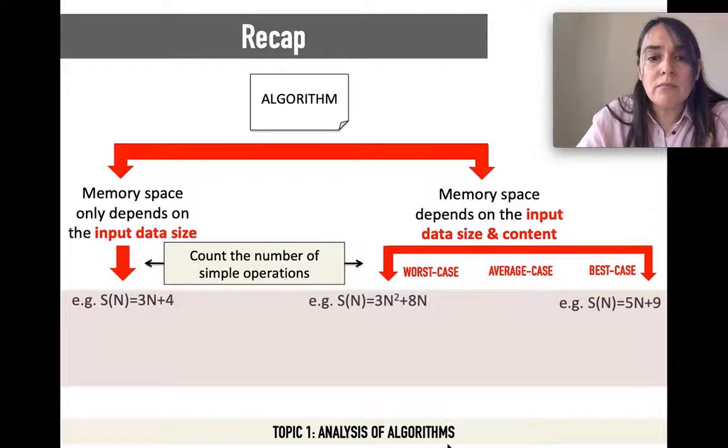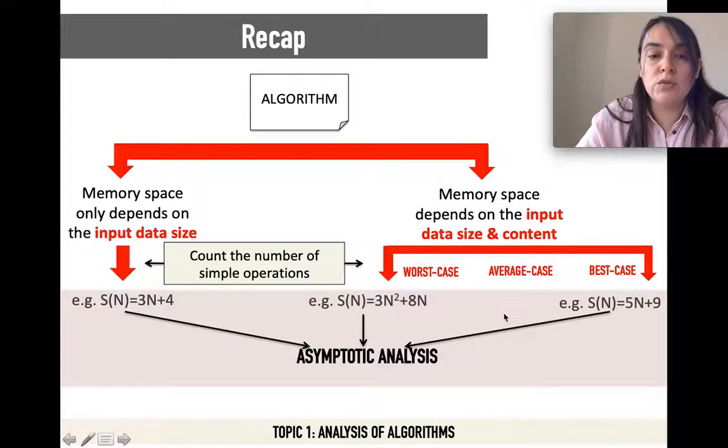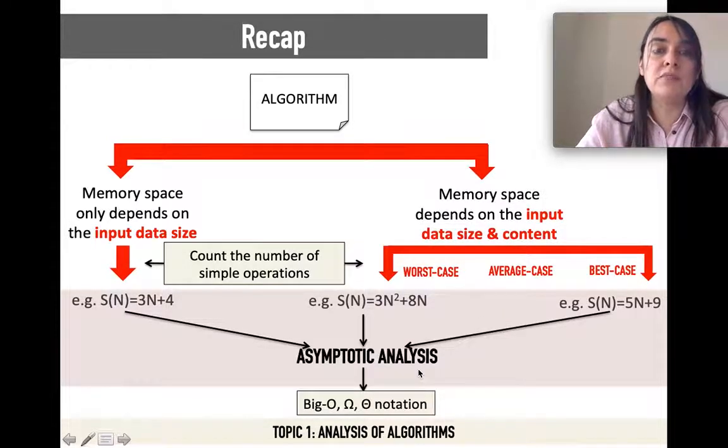And after you get a function, and in our case the functions can be memory space, for example, you do this asymptotic analysis and you get 3 different notations. You can get 3 different notations for every function. So you can get 3 different notations for the memory space of an algorithm that doesn't have worst and best cases. But you can also get the worst case and analyze it and get the three notations for it, or the best case and get the three notations for it.